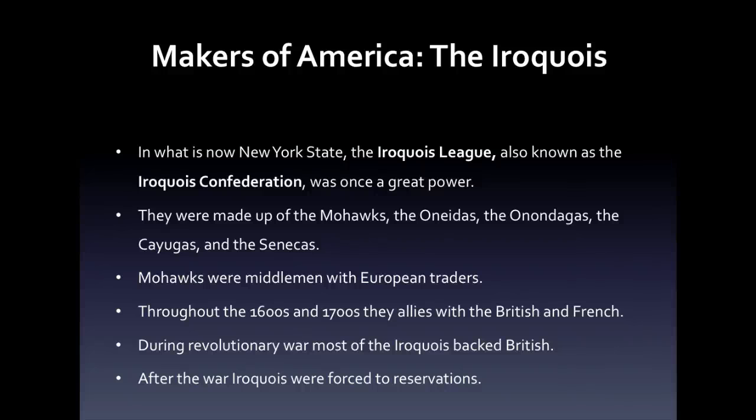And so the Iroquois Confederation was sort of a big force that the British and the French and all the Europeans actually recognized. And they allied themselves with the British and the French, depending on which side they fought for. It varied. And so during the Revolutionary War, they were actually a force, and they backed the British mostly instead of the Patriots. And so after the Revolutionary War, the Iroquois were forced onto reservations, and that was sort of the end of them.